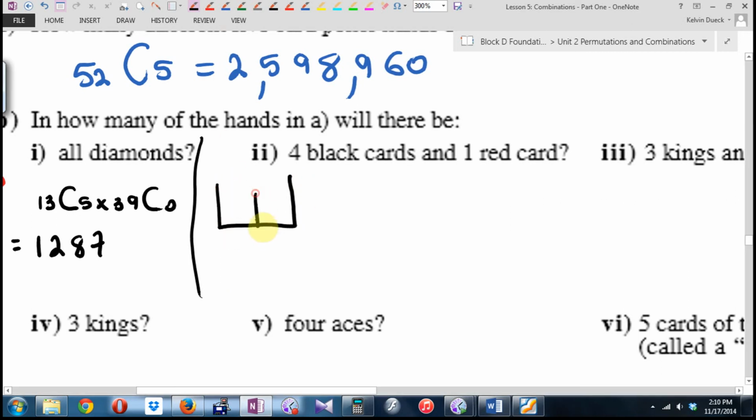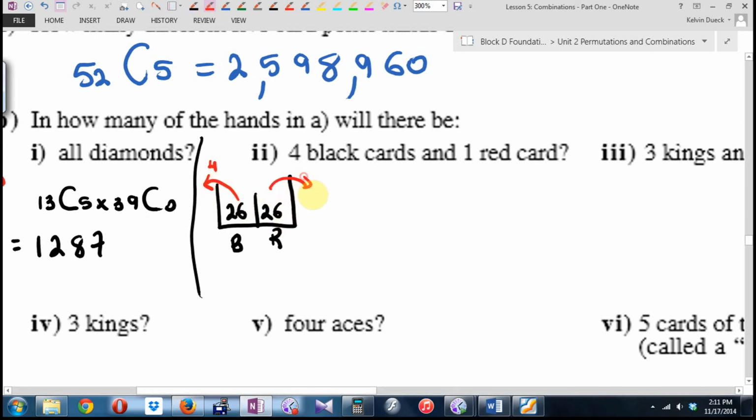Here, we're going to have black, and I could go B apostrophe, the opposite of black, but in a deck of cards, what is the opposite of black? I'll go B and R. How many black cards are there in the deck? Grand total? 26. How many red cards are there in the deck? 26. How many black cards do they want me to choose?